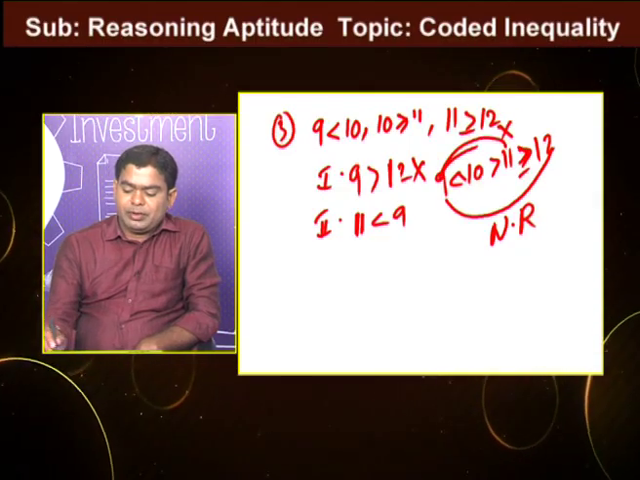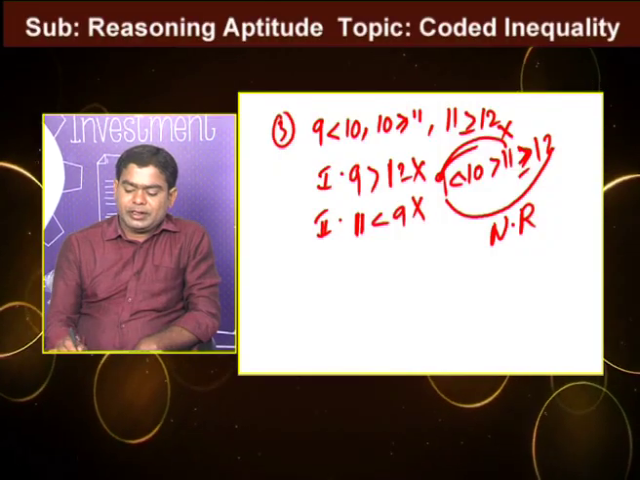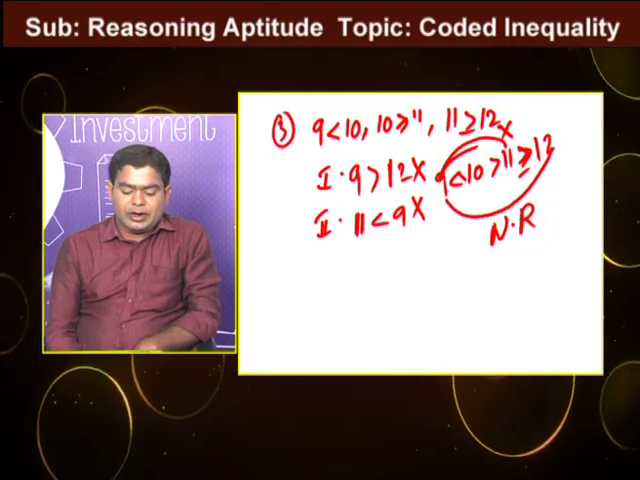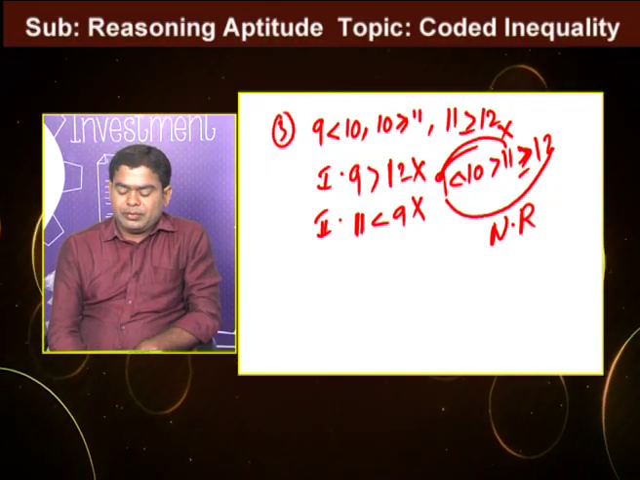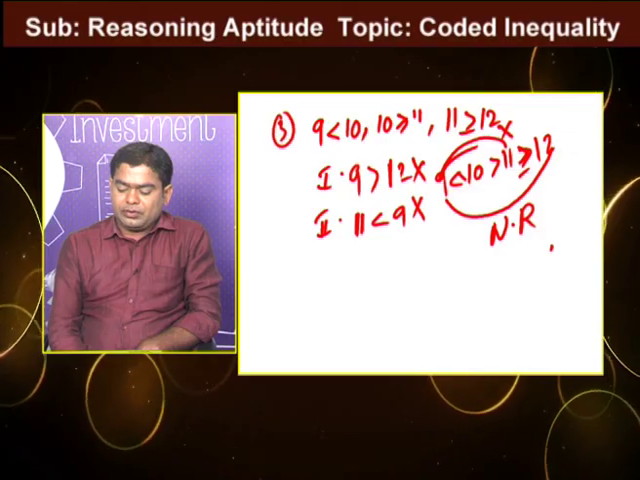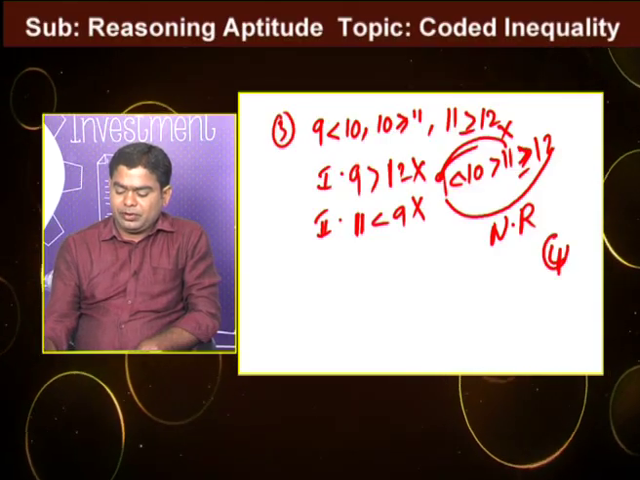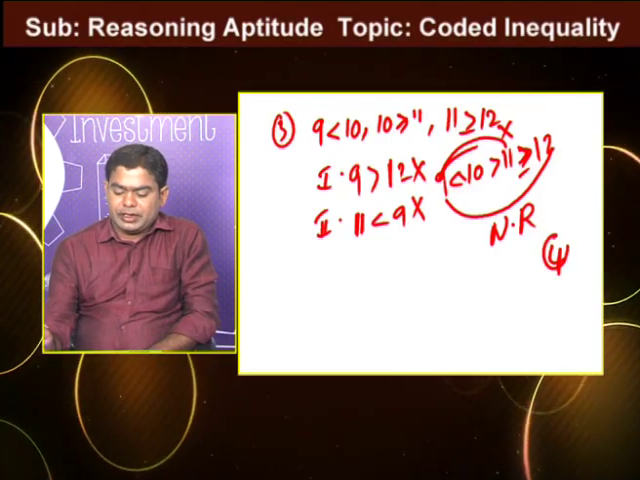So for 9 to 11, by observation opposite symbols are there. That means the conclusion does not follow. That means neither 1 nor 2 follows according to our question paper. So neither 1 nor 2 follows. That means the fourth option.